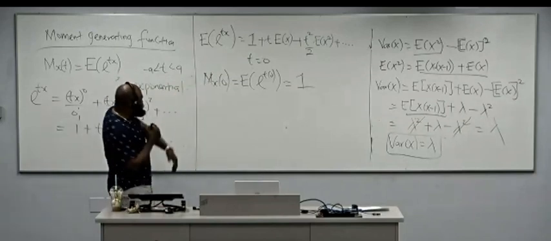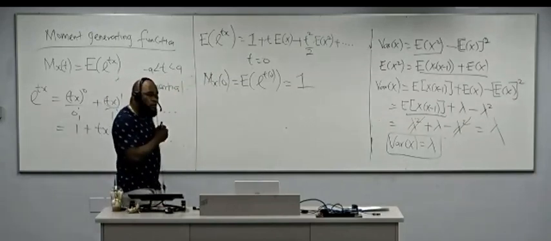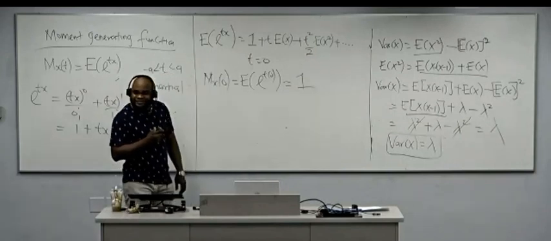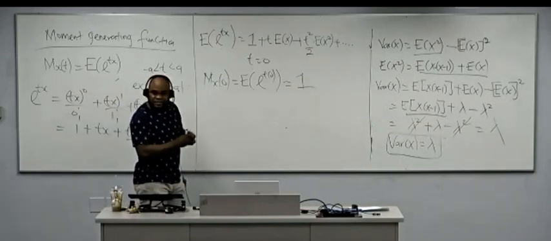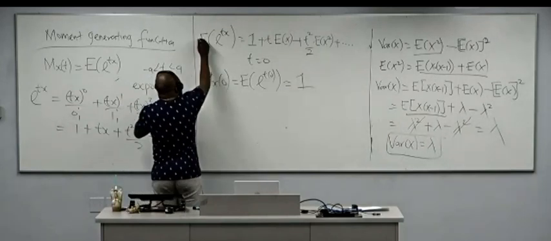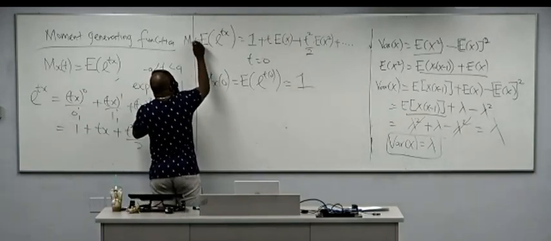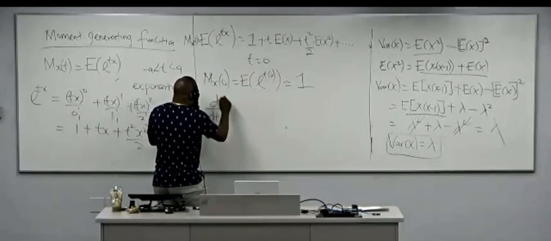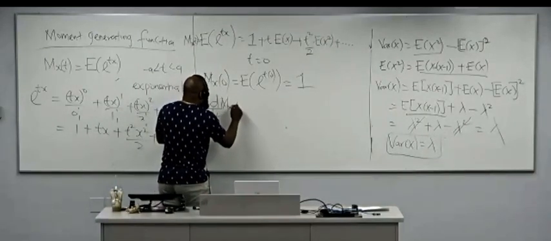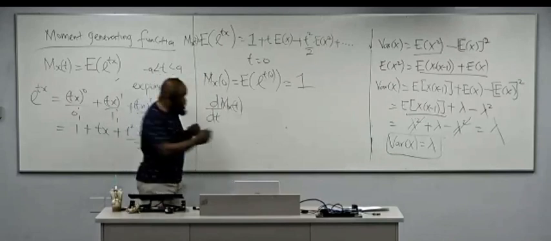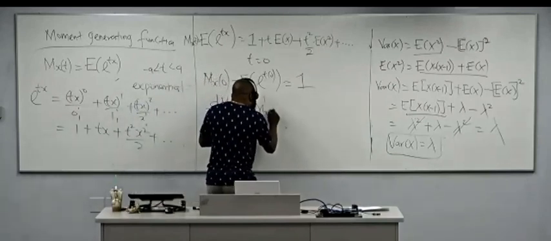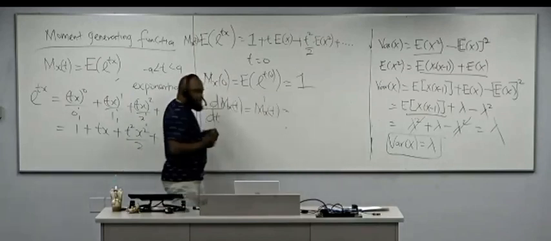How? Let's take a look at it. Let's do the first derivative. The first derivative of this, M_X(t), with respect to t, which I can rewrite with the derivative sign.